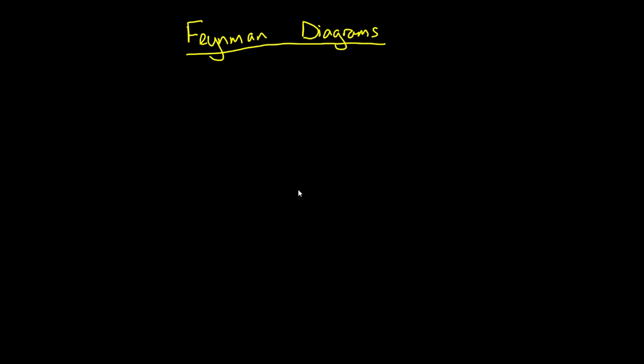Hi, in this video I'll give you a quick overview of one of the most useful tools in particle physics, the Feynman diagram. When you first see a Feynman diagram, it may well look incomprehensible. However, once you know a few simple rules, you'll be able to interpret them.